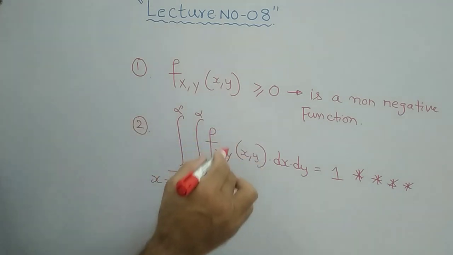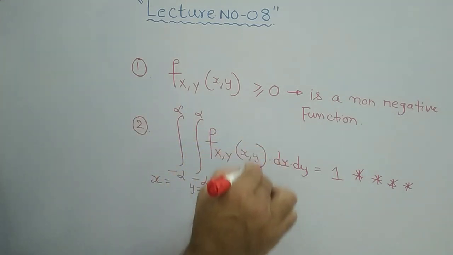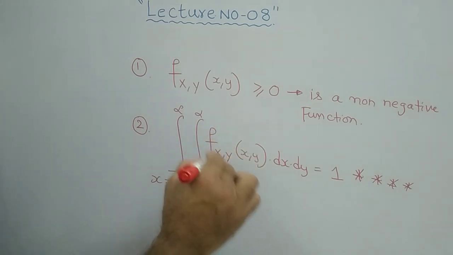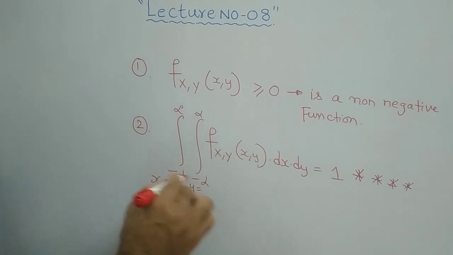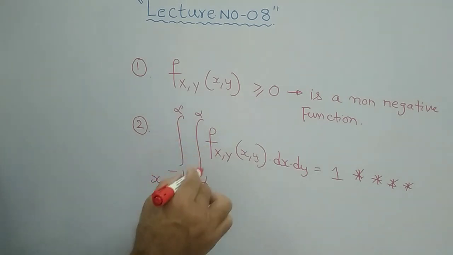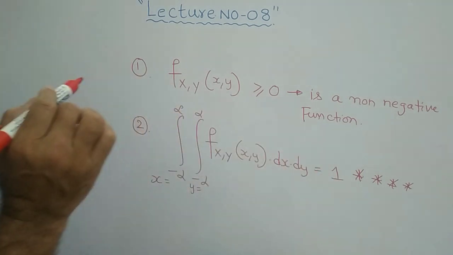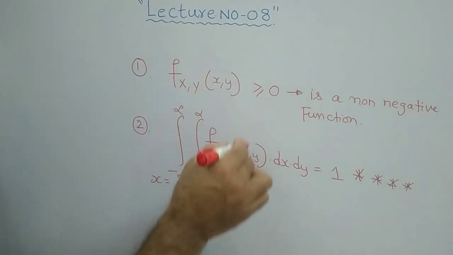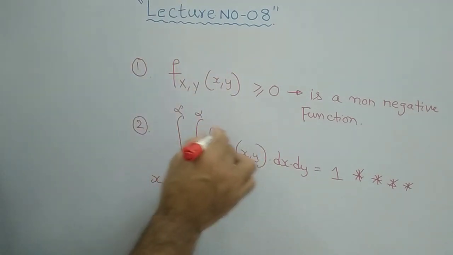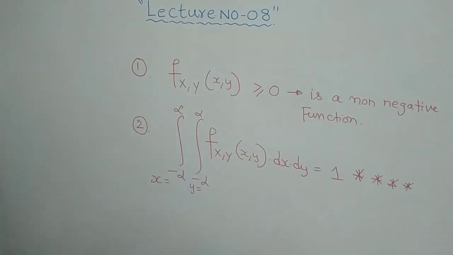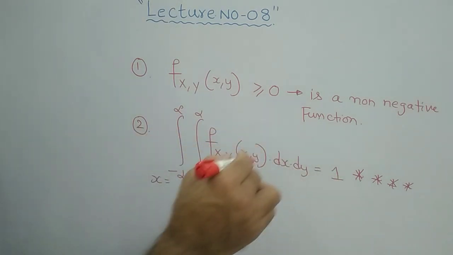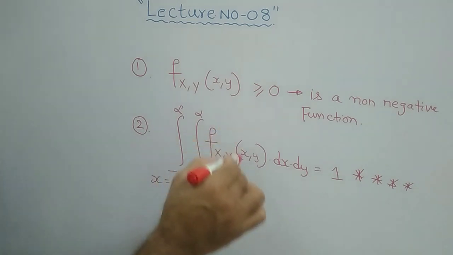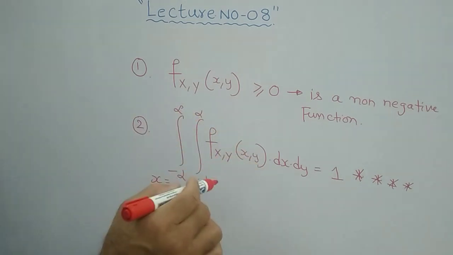The area under the curve of this f of xy, this function covered or bounded, you can say, within these limitations of x and y, must be equal to unity. Then only this is called a valid density function. If this density function satisfies this property, then you can say that the given density function is a valid density function.